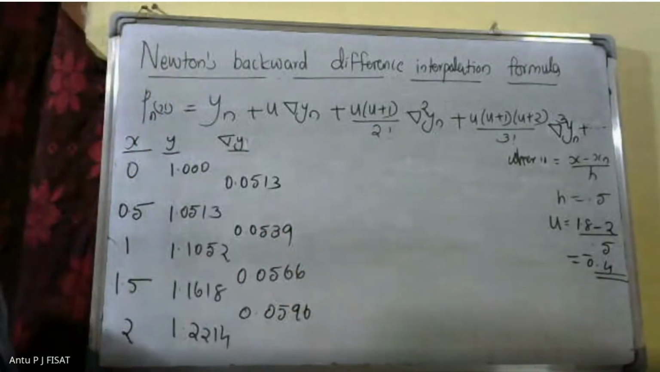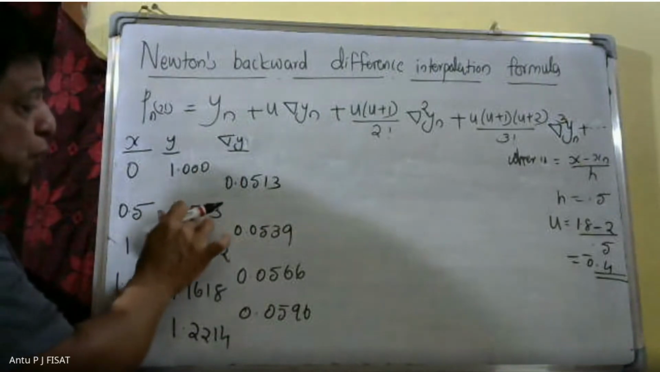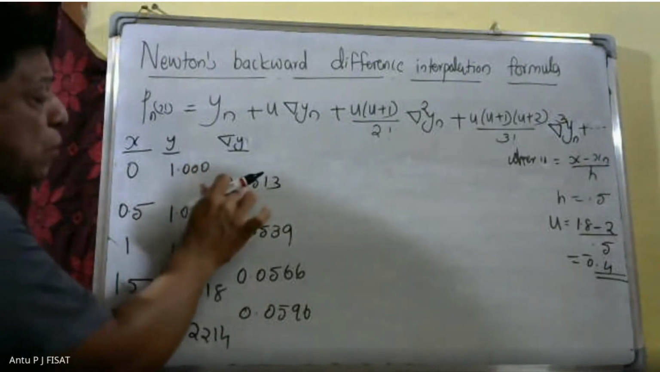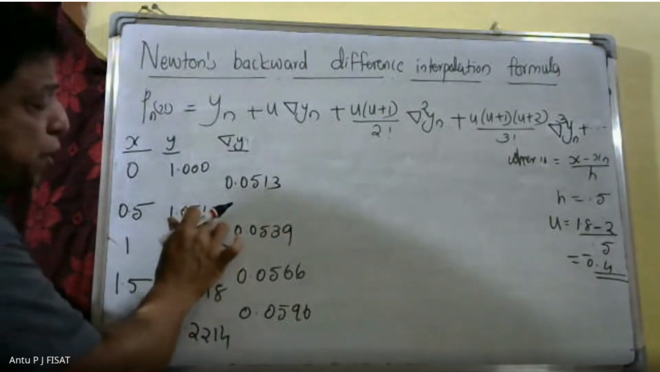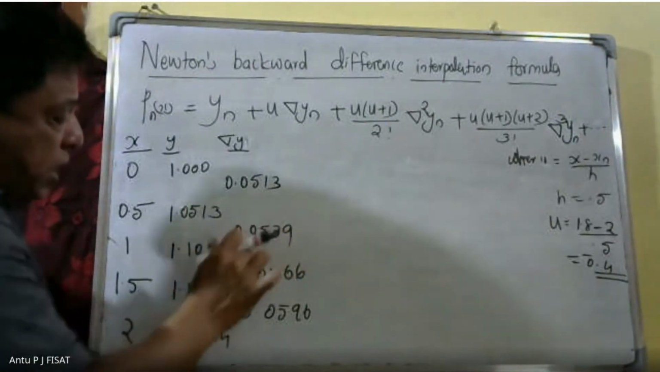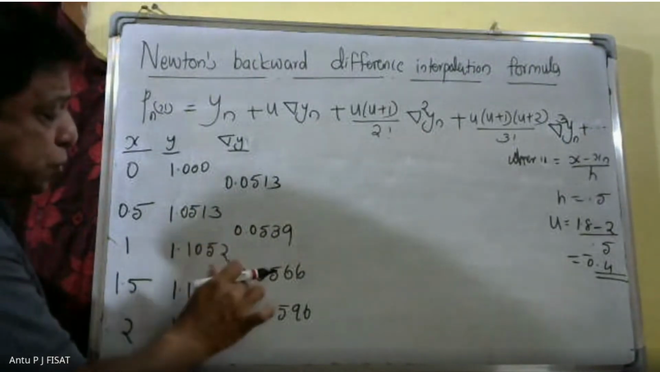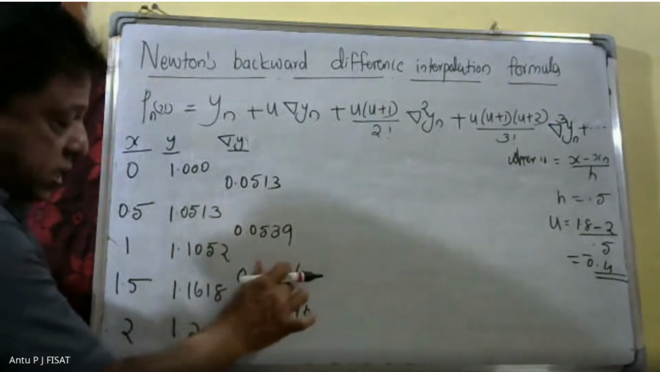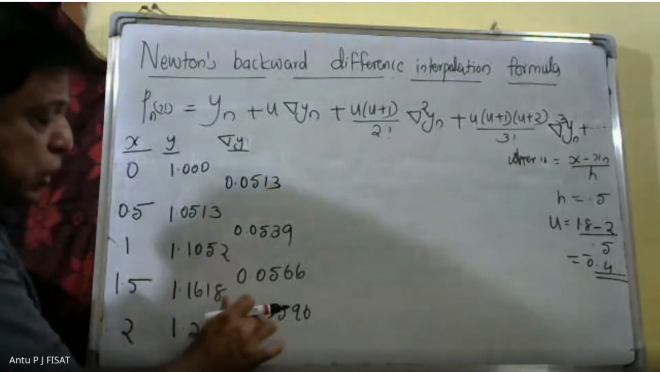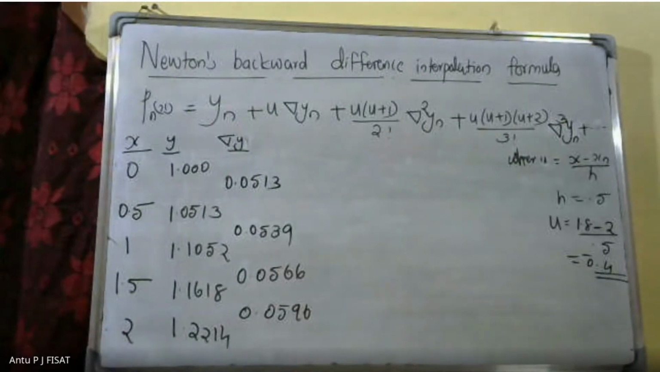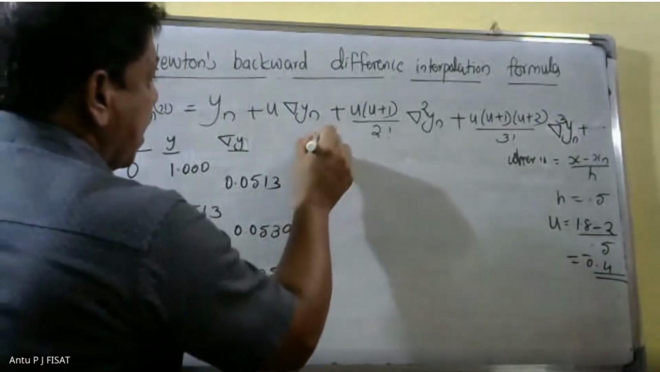0.0596. First, you have to make the column del y. For that, we take the differences: 1.0513 minus 1.00 is 0.0513, 1.1052 minus 1.0513 is 0.0539, 1.1618 minus 1.1052 is 0.0566, and 1.2214 minus 1.1618 is equal to 0.0596.